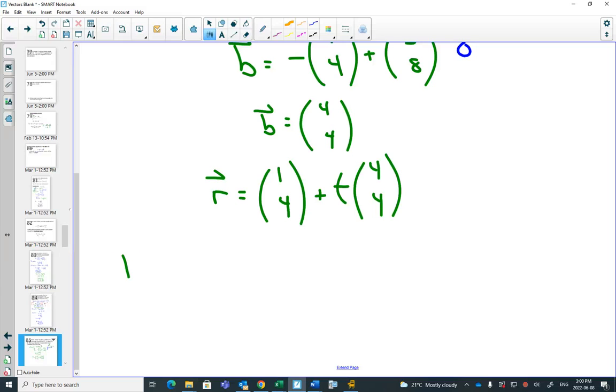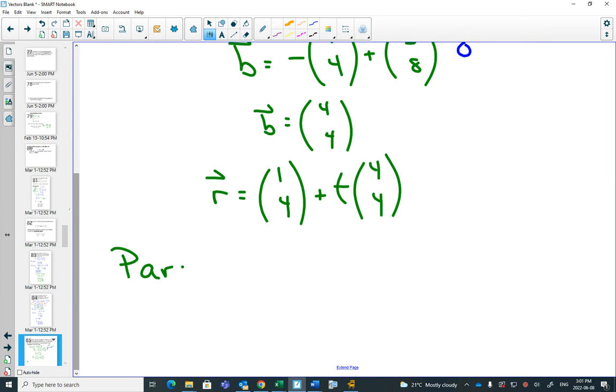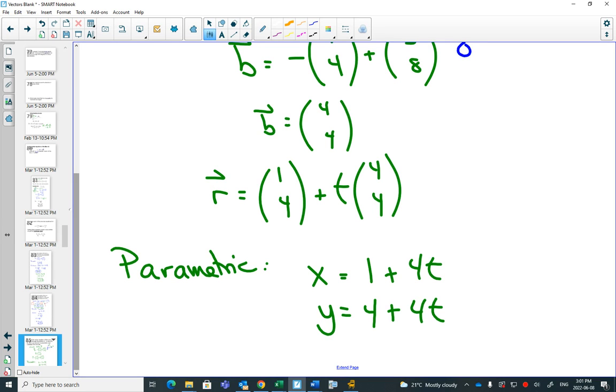So our parametric, did they ask for parametric and Cartesian? Yeah, they did. You will like this because this is not hard, and I have to give you more marks every time I ask you for stuff like this. So it's a good thing that way. x equals 1 plus 4t, and y is equal to 4 plus 4t.